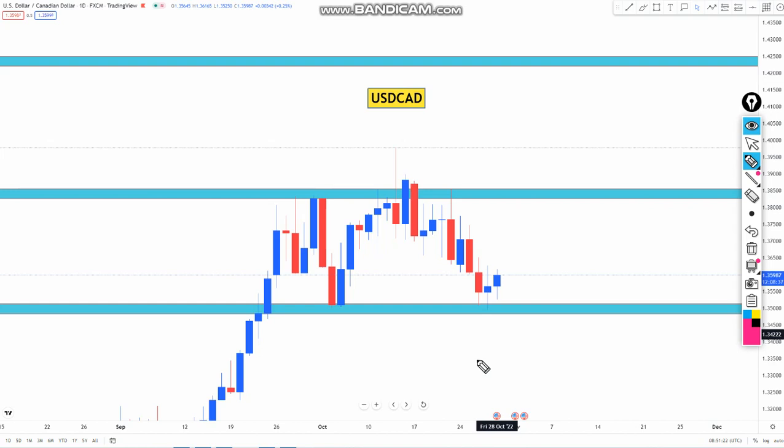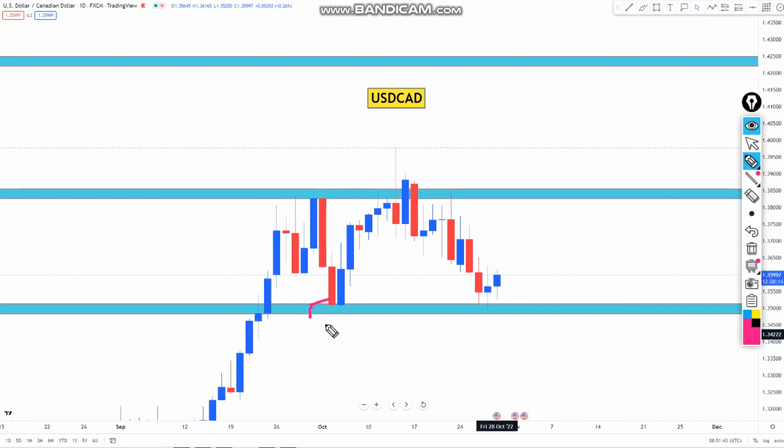USDCAD technical analysis starting on the daily time frame. All right, so we have our daily upper zone and then our daily lower zone. There's something going on here on this daily time frame. We are seeing that buyers have failed to break the previous high to the upside, and sellers have also failed to break the previous higher low to the downside.